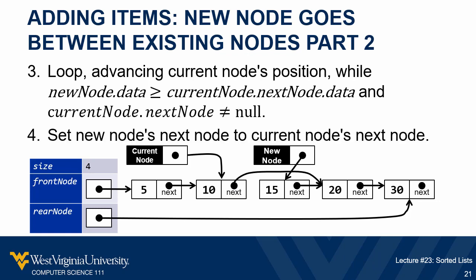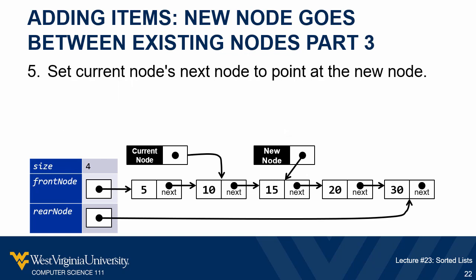Once I've found the correct spot where current node will be the one immediately before where the new node is going to go, I'm going to set my new node's next node field to point at current node's next node. So here, current node is 10, the node after it is 20, and I'm inserting 15. So I'm going to make 15 point at 20.